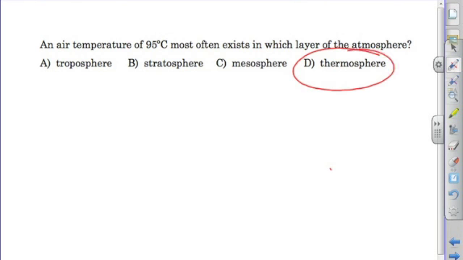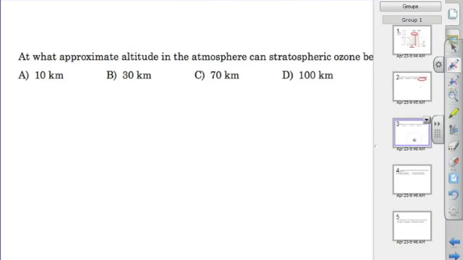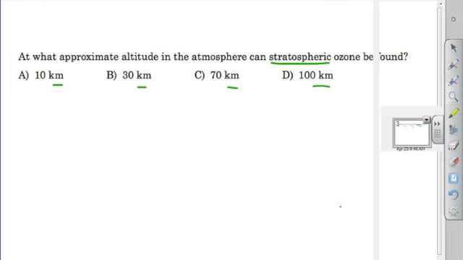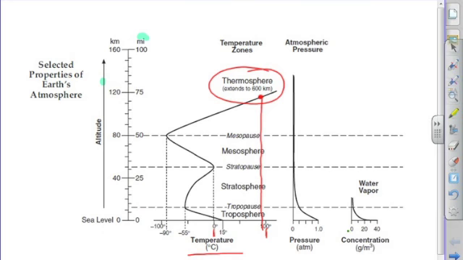Another example of a type of question related to this chart: at what approximate altitude in the atmosphere can stratospheric ozone be found? So let's see, I'm going to be in the stratosphere, and you'll notice that all of my answers are in kilometers. So stratospheric ozone in kilometers, let's see.